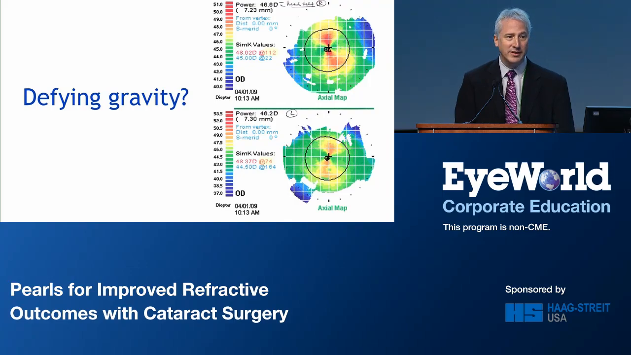These two topographies are the same eye. The patient was tilting their head slightly to the right in one and tilting their head slightly to the left in the other. So what we really want to know is not what the astigmatism is relative to gravity. We need to know what the astigmatism is and what the landmarks are relative to when the keratometry was performed.